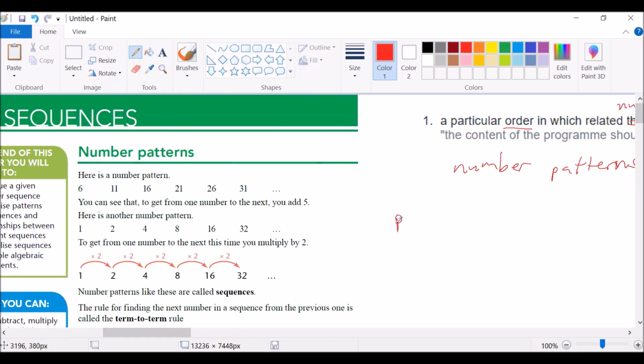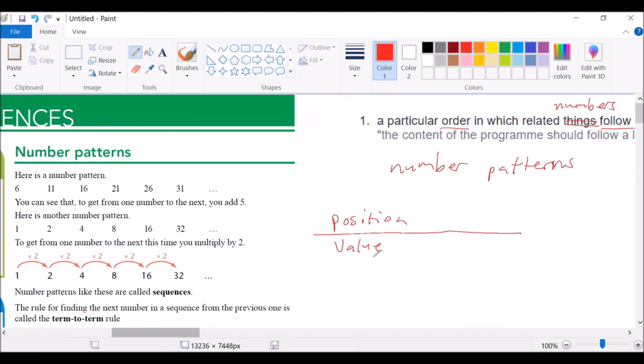So we are saying position of the number and value. So putting these in a table, we will have the first position is number 6. On the second position is number 11. On the third position is number 16. On the fourth position is number 21. On the fifth position is number 26. On the sixth position is number 31.